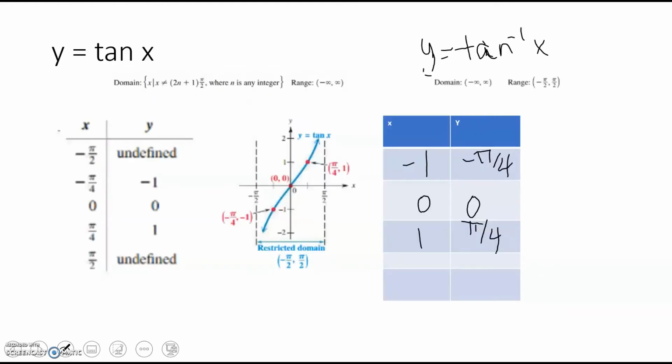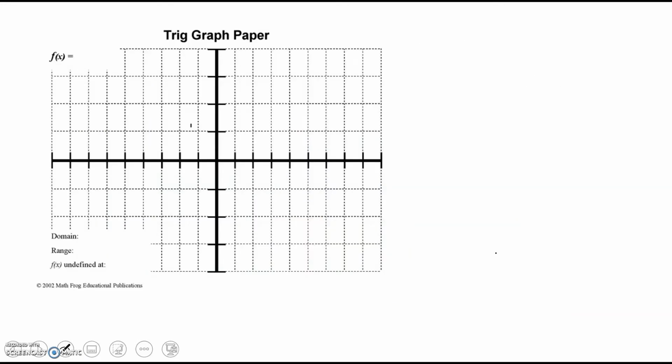So let's graph that. So we have negative pi over 4 and pi over 4. So let's make this pi over 4. Let's make this negative pi over 4. So at negative 1, if we go back, at negative 1 we're at negative pi over 4. So we'll be here. At 0, we're at 0. And at 1, we'll be at pi over 4. And let's make this pi over 2. And this negative pi over 2. And so now we will have horizontal asymptotes at pi over 2 and negative pi over 2. All right, this is the inverse tangent function.